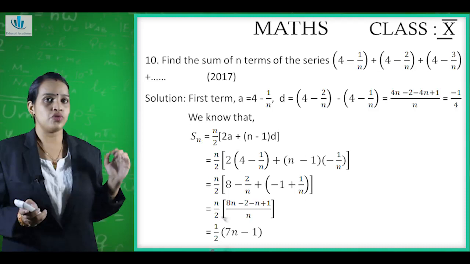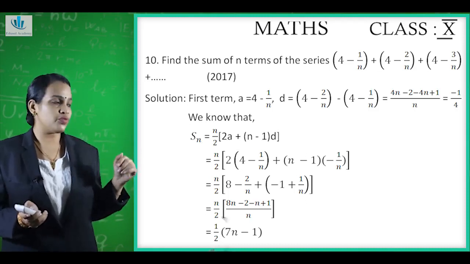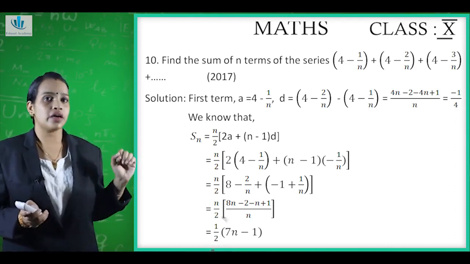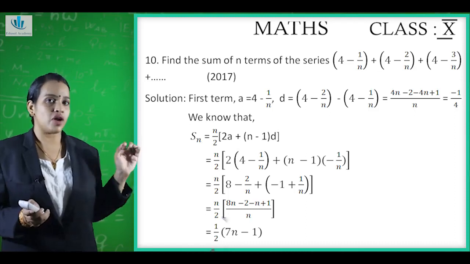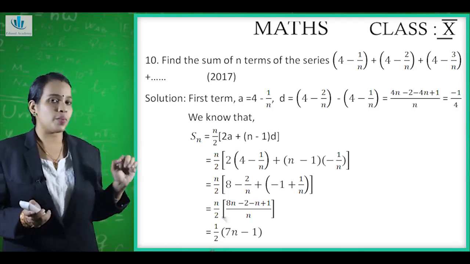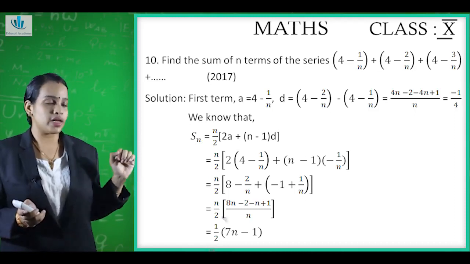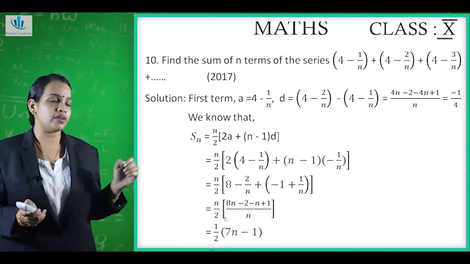So, n upon 2, we can solve it. We can open the bracket. So, it becomes 2 into 4, which is 8, minus 2 upon n, plus, again we can open the bracket here, it becomes minus 1 plus 1 upon n. So, n upon 2 is equal to (8n minus 2 minus n plus 1) upon n. So, n upon 2 is equal to (7n minus 1) upon n.